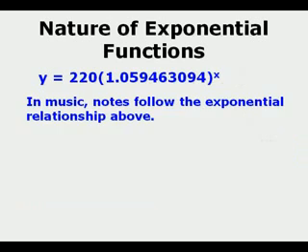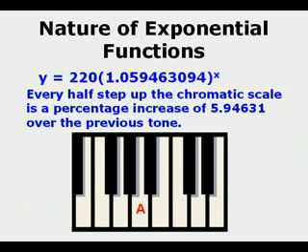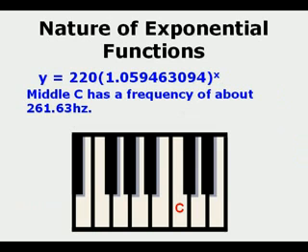Now we have another function, y equals 220 times 1.059, etc., to the power of x, and that's musical notes, which follow that exponential relationship. A below middle C is defined as 220 hertz, or cycles per second. Every half step up the chromatic scale is a percentage increase of 5.94631 over the previous tone. So middle C, being 3 half steps up, has a frequency of about 261.63 hertz, or cycles per second. And here we see that graphed.